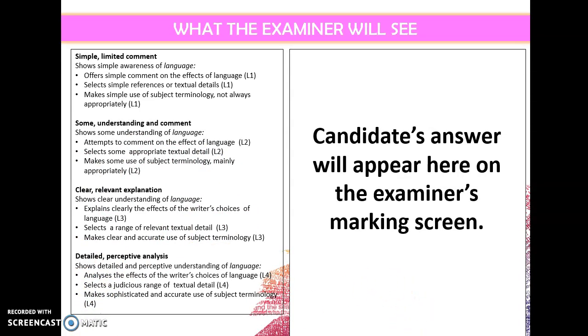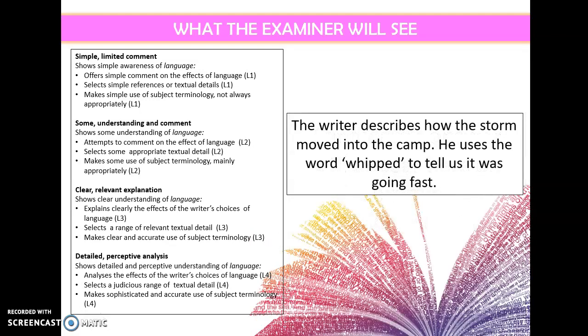So we're going to start with this answer here, looking at how it fulfills the criteria. So we've got quite a brief answer to start off with. The writer describes how the storm moved into the camp. He uses the word whip to tell us that it was going fast. So we've got a quotation, we have got a textual reference, and this candidate has absolutely rightly identified that that's a good word to select, a good aspect of the text to zoom in on.